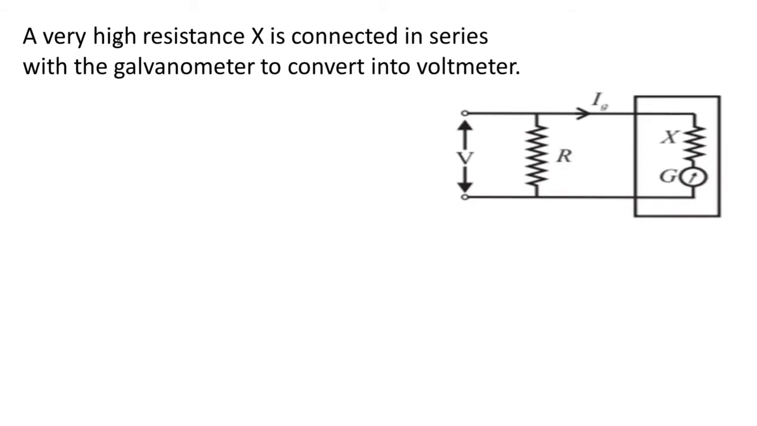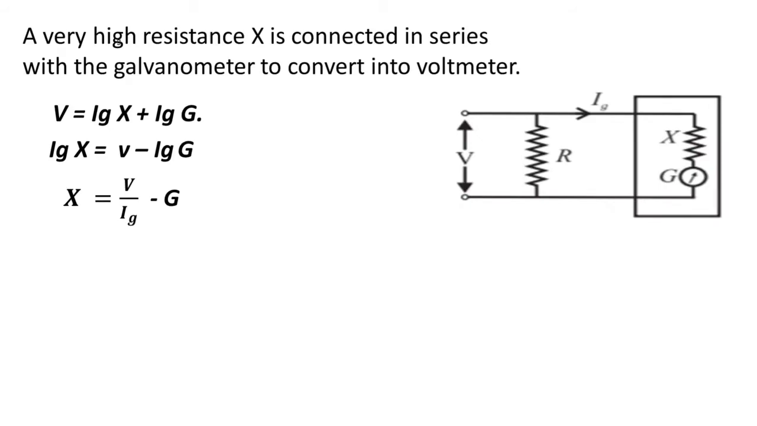Let's see how to calculate the value of resistance X. V is the voltage to be measured. Then V = Ig X + Ig G. According to Ohm's law, V = Vg + Vx. Therefore, V = Ig X + Ig G. So Ig X = V − Ig G.